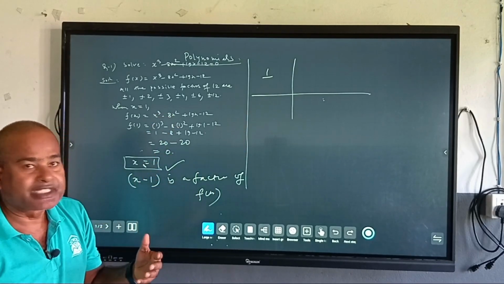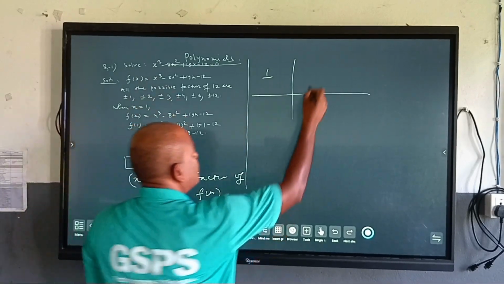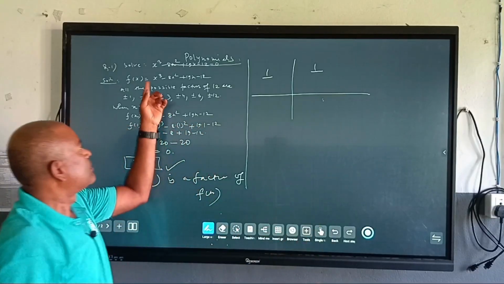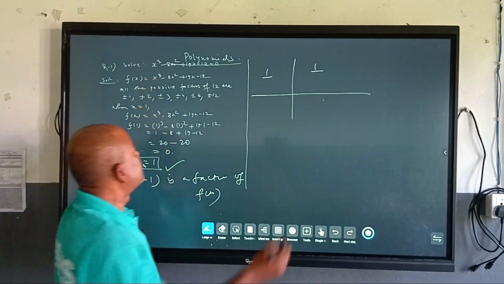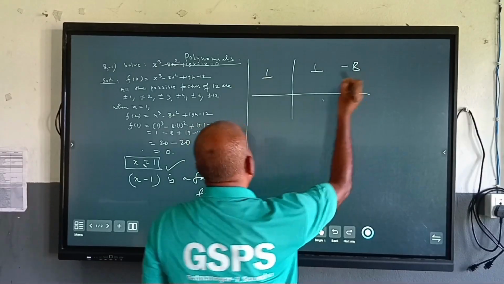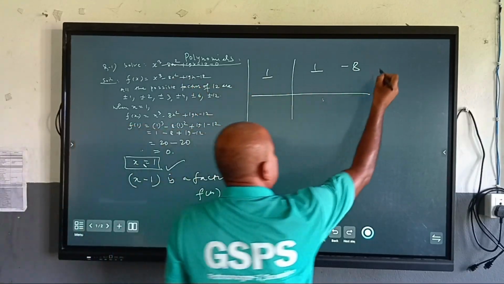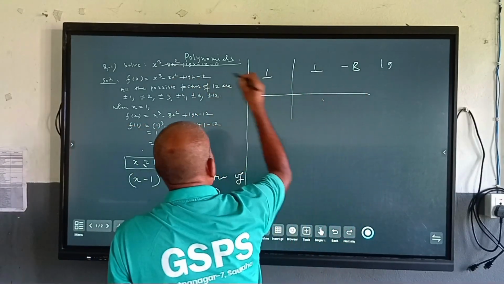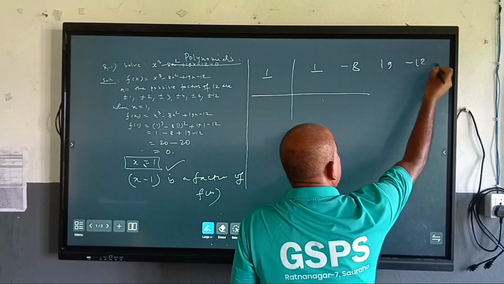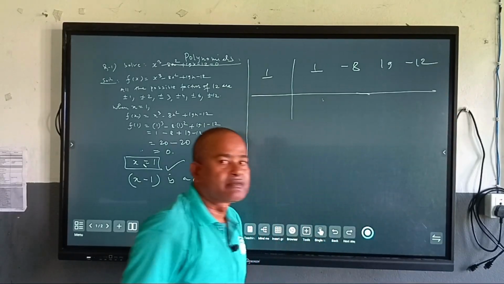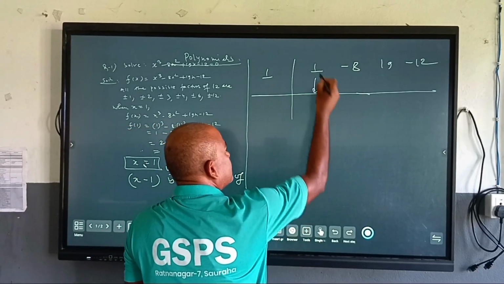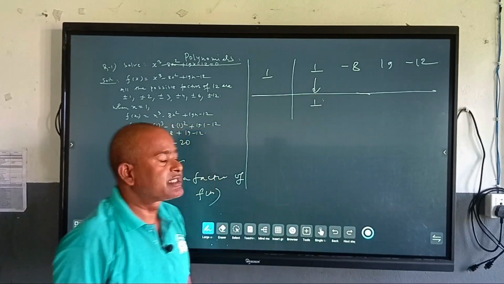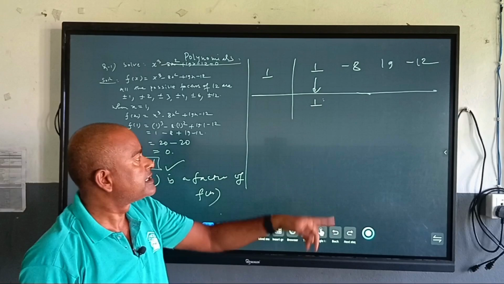According to the synthetic division method, we have to take the coefficients of the terms of the given polynomial. The coefficient of the first term is 1. The coefficient of the second term is minus 8. The coefficient of the third term is 19. And the last constant term is minus 12. Now the first coefficient we keep as it is.